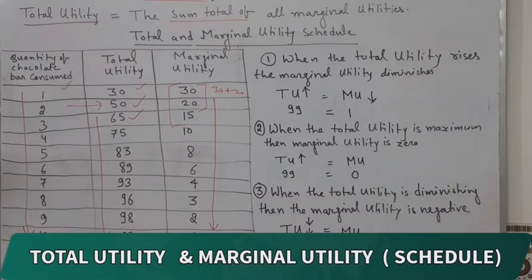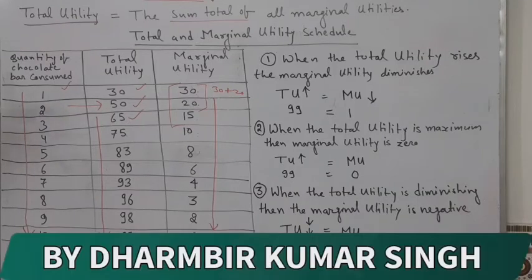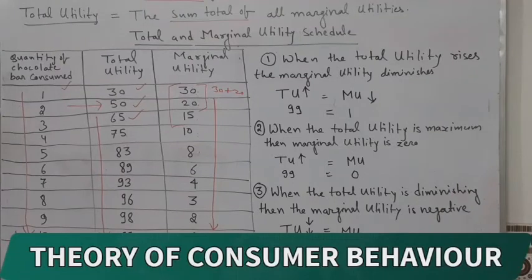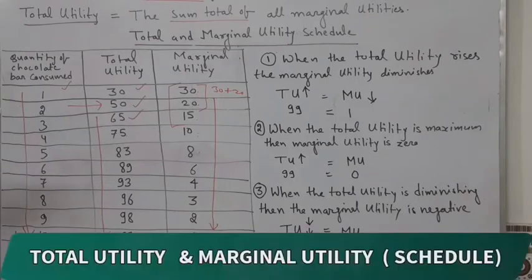However, when the chocolate consumed increases to 11, instead of giving positive marginal utility, the 11th chocolate gives negative marginal utility because it may cause him sickness.